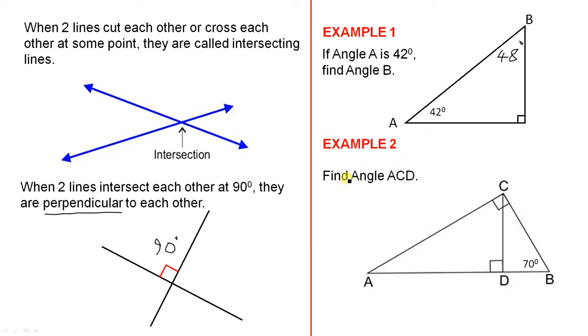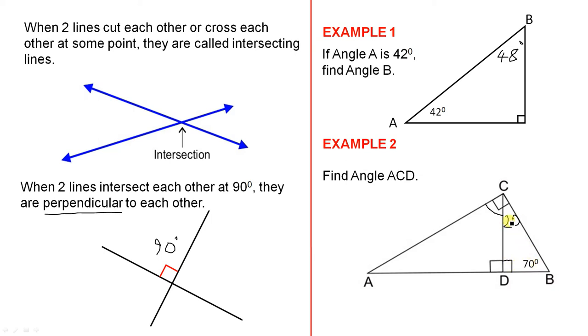Example 2, find angle ACD, which is this angle here. Well, we've got 70 degrees here, as you can see. That's a right angle, so that right angle also extends there. So basically that's 90 there and that's 90. So from the previous example, if that's 70, that means this one here must be 20, because 70 plus 20 is 90, 90 plus 90 is 180. The three angles of a triangle add up to 180 degrees.